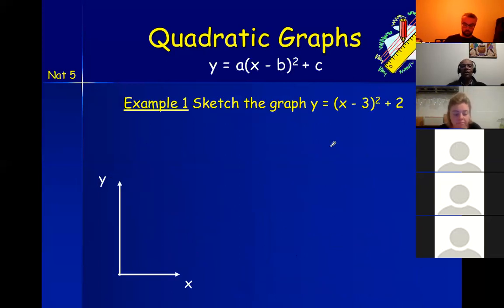So now let's see, if we're asked to sketch this graph, y equals (x minus 3) squared plus 2. So the properties we need to find, in order to sketch this, are a few things. Axis of symmetry: when x minus 3 equals 0, or x equals 3. So I'm just going to put them on that side here. So x equals 3.